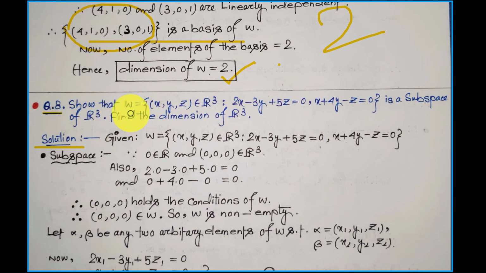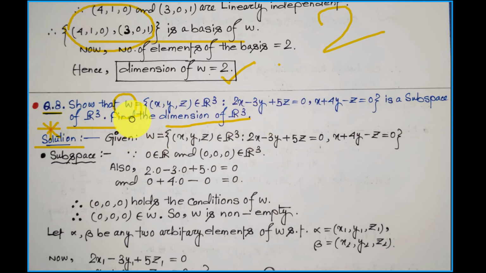Show that W equals the set of (x, y, z) belonging to R3 such that 2x minus 3y plus 5z equals 0, comma, x plus 4y minus z equals 0, is a subspace of R3. Then find its dimension. This is a very important question. First we have to show that W is a subspace, then we have to find the dimension of this subspace.